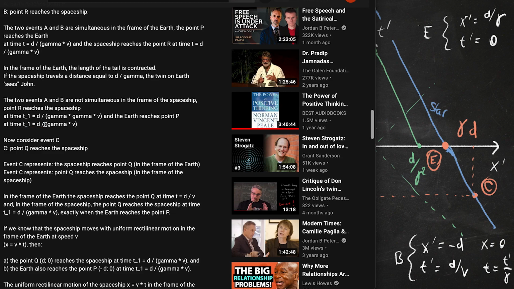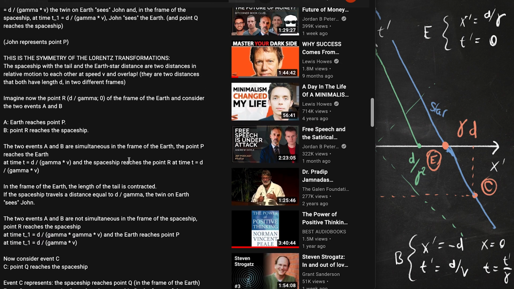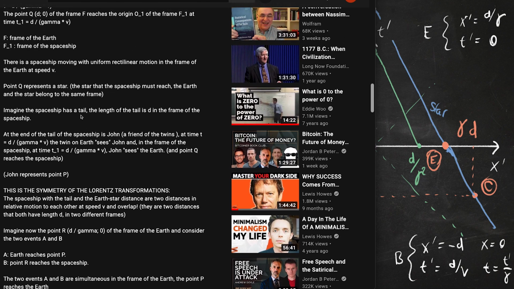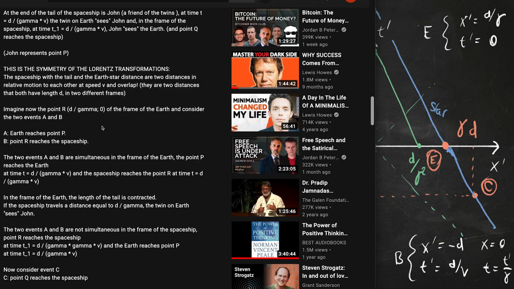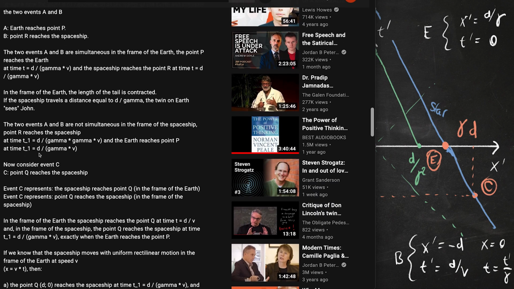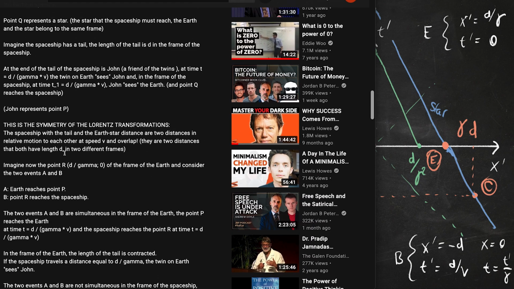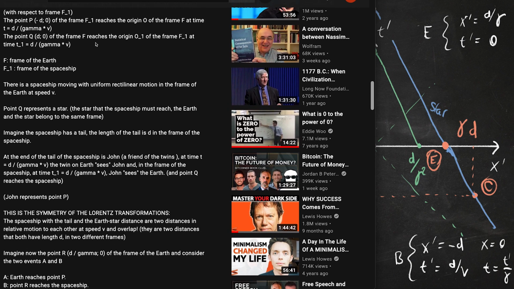And then you're saying the time T prime, the Earth reaches the point P, which was the back of the spaceship, I believe. Yeah, the back of the spaceship. You're saying it reaches the point P in a time T prime equals D on gamma V, which you set up here as well, didn't you? T prime equals D on gamma V.